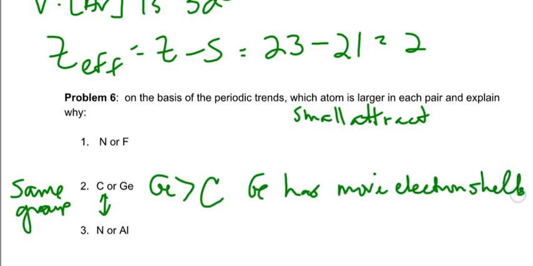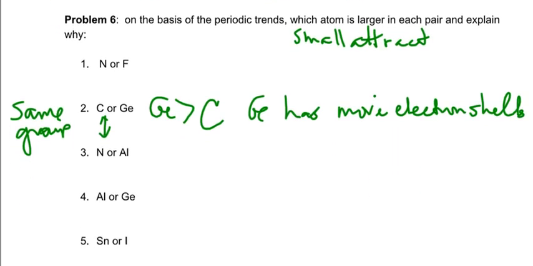Okay, think about where germanium is. I believe it's in the 4p, and carbon's in the 2p. You have a greater atomic radius because you have more shells. Okay. Now look at number 3. I think we have a little bit of a problem in number 3.